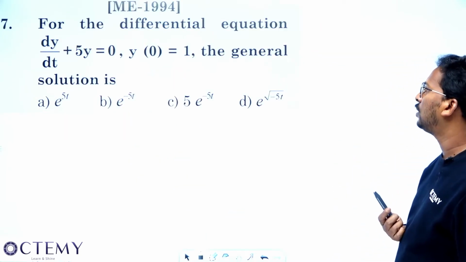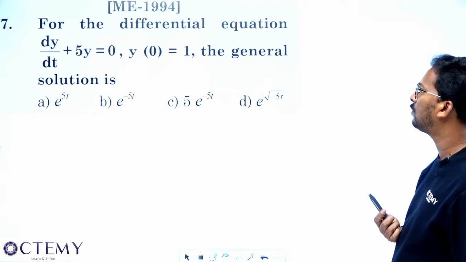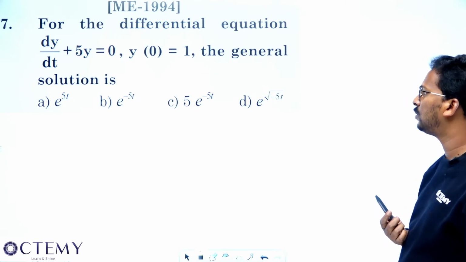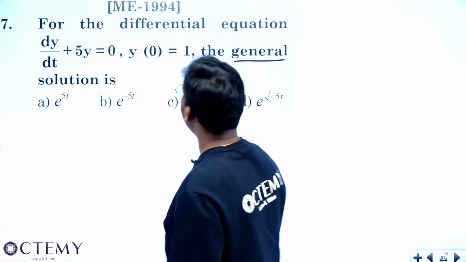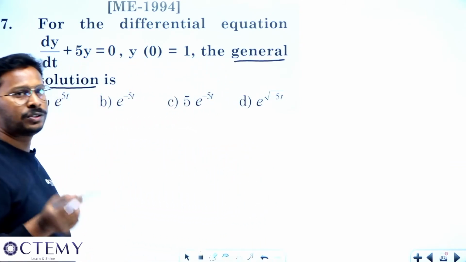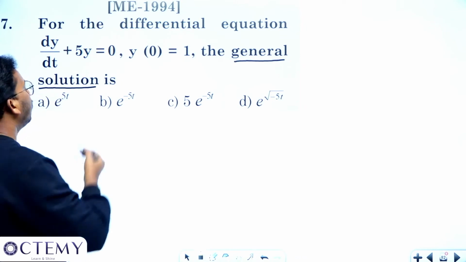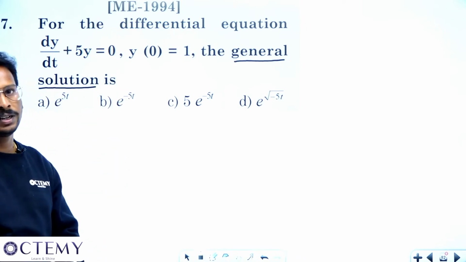The next question, see what it's telling. The differential equation dy by dt plus pi y equal to 0, y of 0 equal to 1, the general solution is. He is asking you the general solution, but since he is giving you an initial condition, that will become a particular solution, right? So don't get confused between general solution and particular solution. Since he is giving us an initial condition, the solution will actually become a particular solution, right?